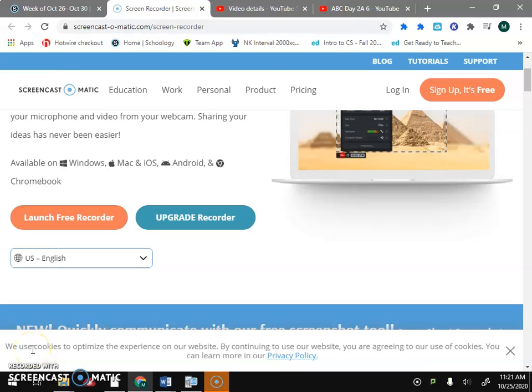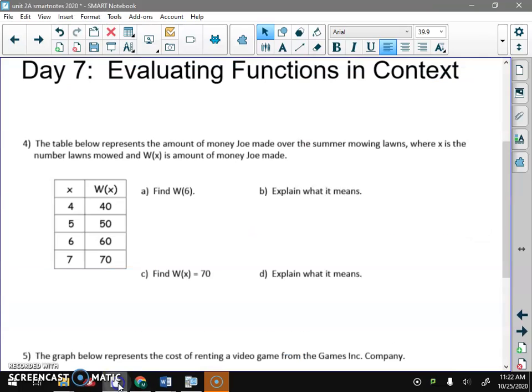Okay, last day of the unit, day 7, more evaluating functions in context. Notes start like this. Same examples as yesterday, day 6. We're starting with example 4. The table below represents the amount of money Joe made over the summer mowing lawns. X is the number of lawns mowed. W of X, or Y, like we always say, is the amount of money Joe made.